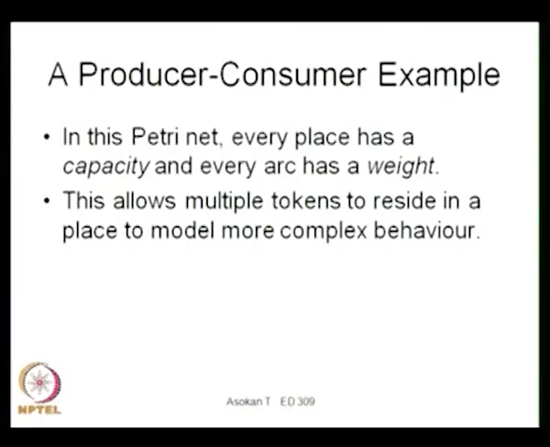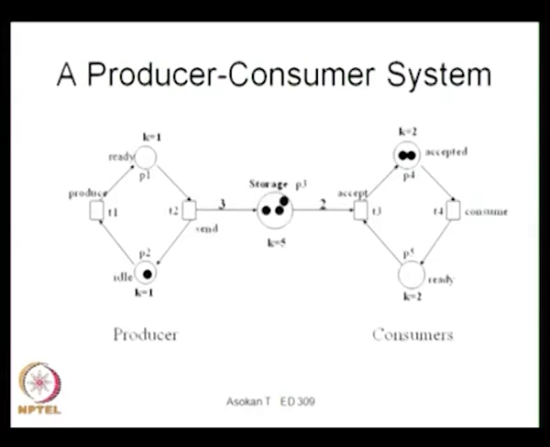So as you can see here in this Petri net, every place has a capacity and every arc has a weight. So we have a capacity as well as a weight for the arc, and this allows multiple tokens to reside in a place to model more complex behavior. This helps us have multiple tokens reside in a place to model the complex behavior of the system. As you saw in the previous one, there were multiple tokens in the picture. You can see these are the multiple tokens in the storage space. You can have up to 5 tokens, that represents the capacity of that particular place. So this can go maximum 5, and then we have to remove a few tokens before we fill this with a token.